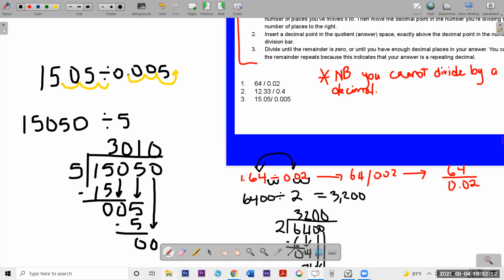Step 1, you have to change the decimal to a whole number. Step 2, whatever you do to the number you're dividing, you do to the other number, and then you divide as normal. So that's 3 people. I need to hear from everybody else before we move on.